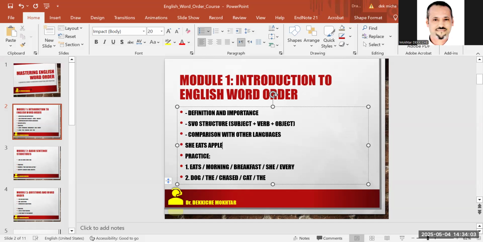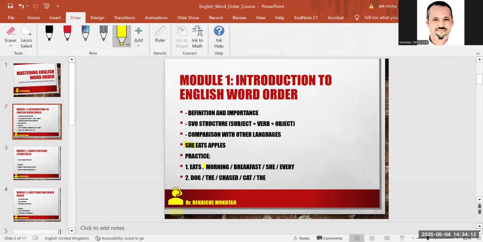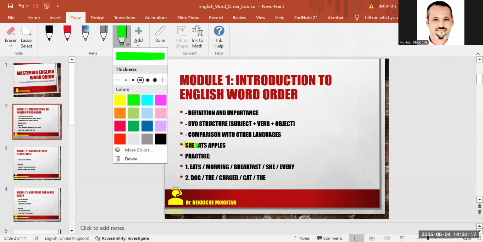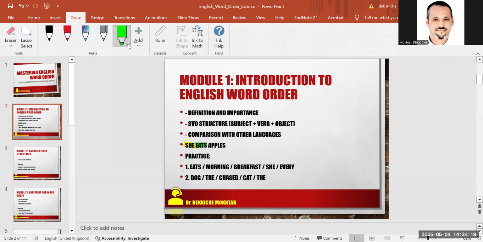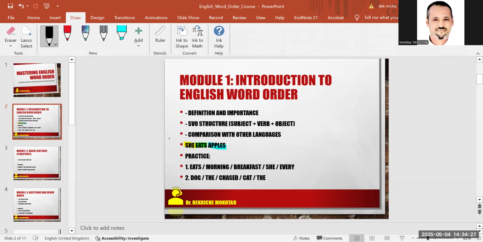In this sentence, we have subject, we have verb, and we have an object. So this is the subject, this is the verb, and this is an object.